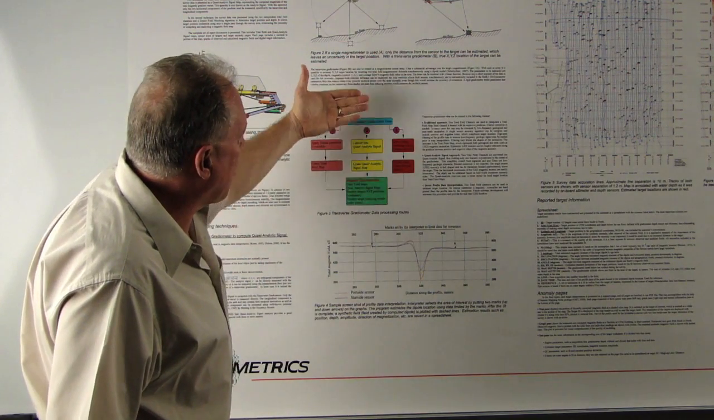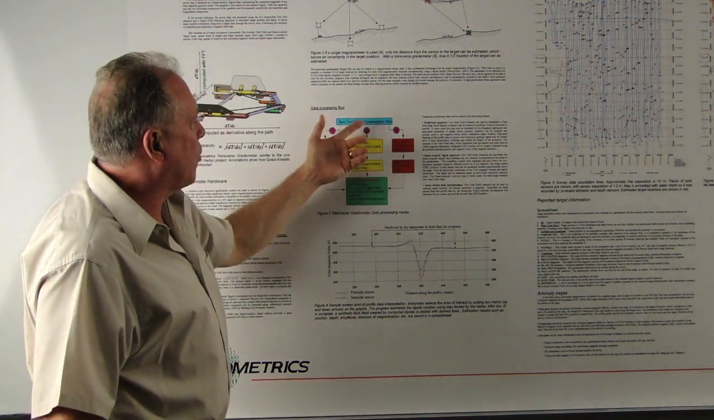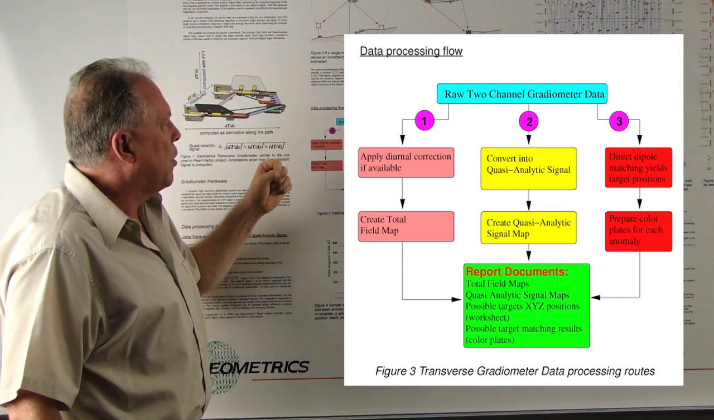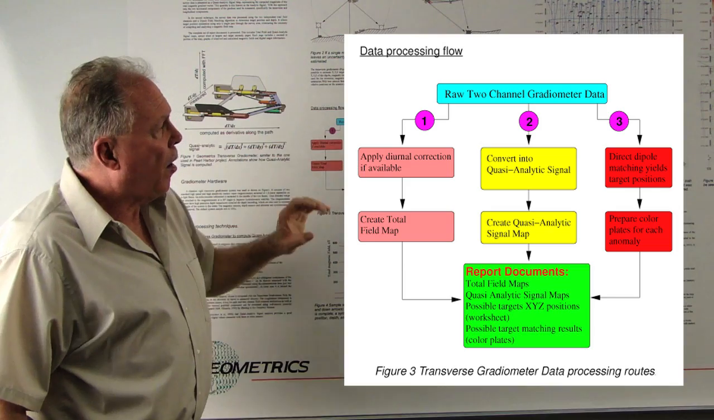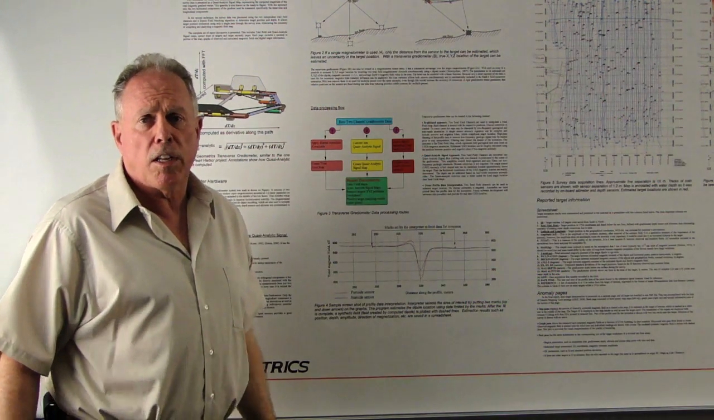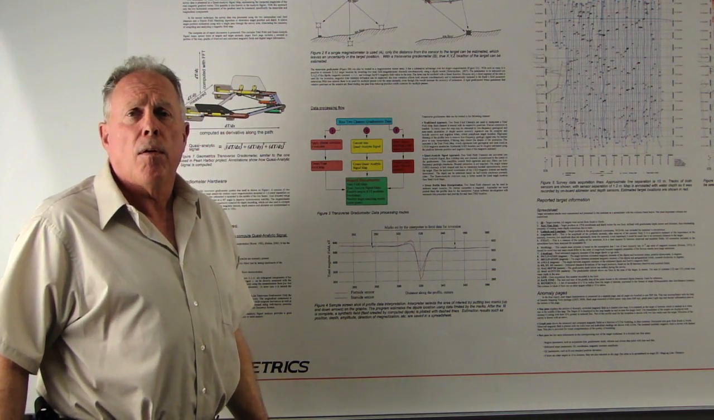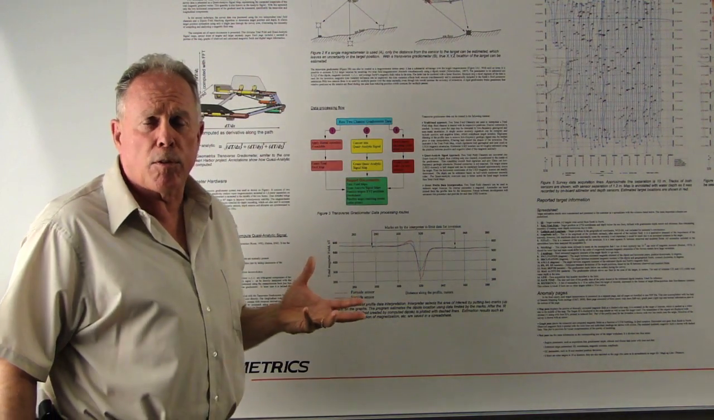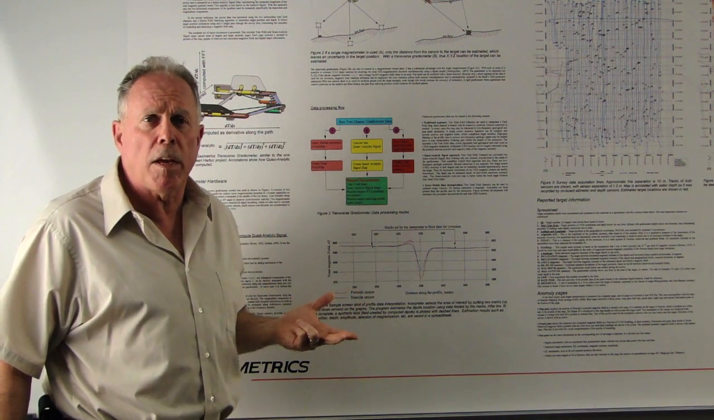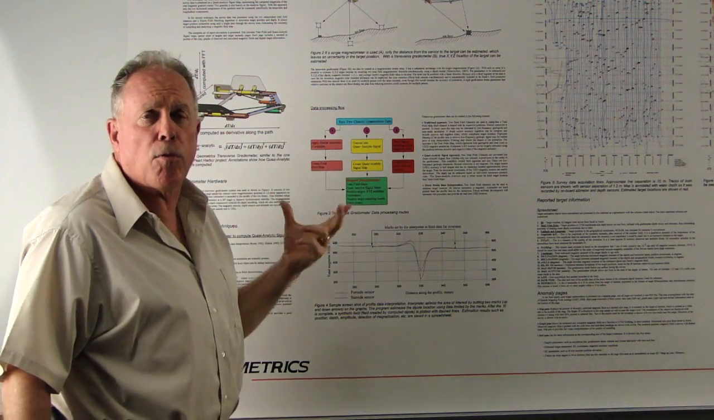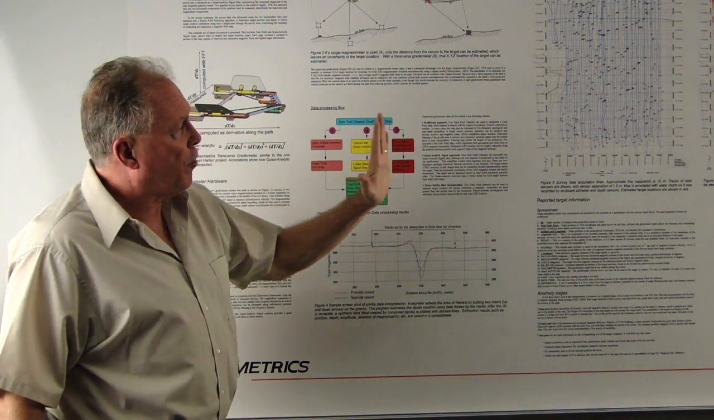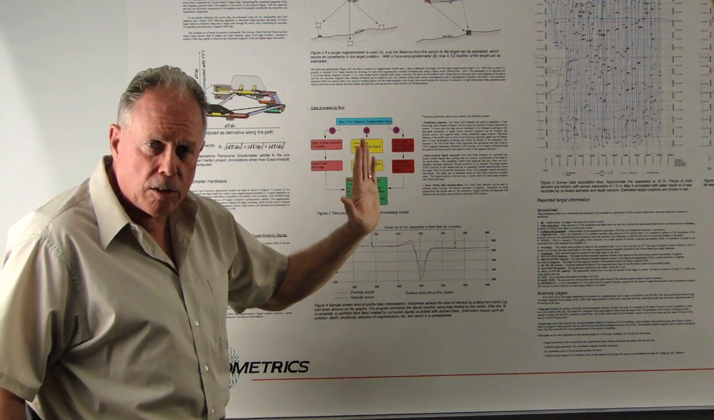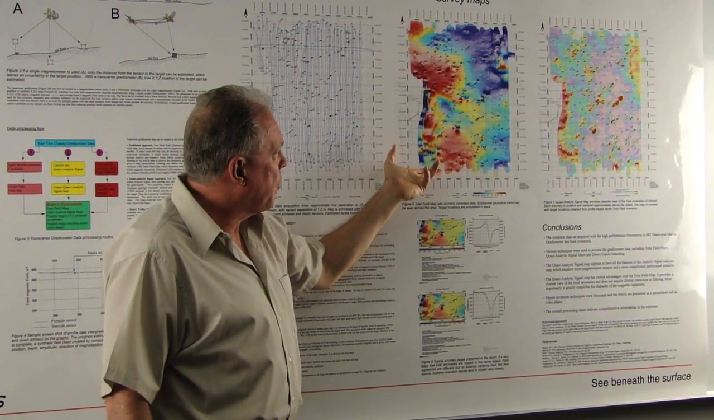So to start talking about the data processing, I want to talk about the first data processing path, which is to apply diurnal correction and to create a total field map. Now, we were in an area where there was a magnetic observatory. It's an INTERMAGNET observatory that records the Earth's magnetic field on a continual basis. So we were able to use some of that data for the purposes of diurnal correction. And we then used the data from all of the magnetometer traces and created a total field map. And that's the map that we see here.